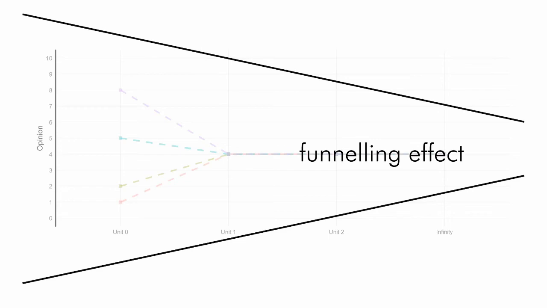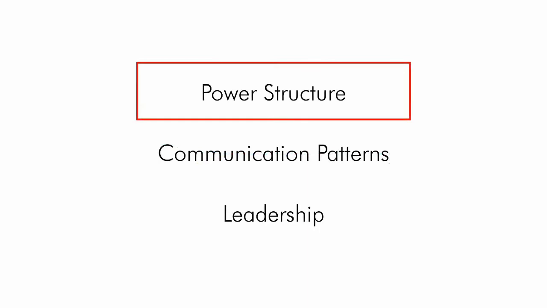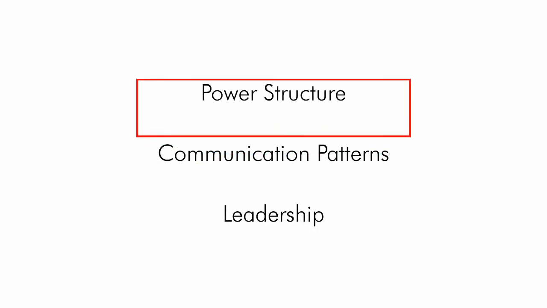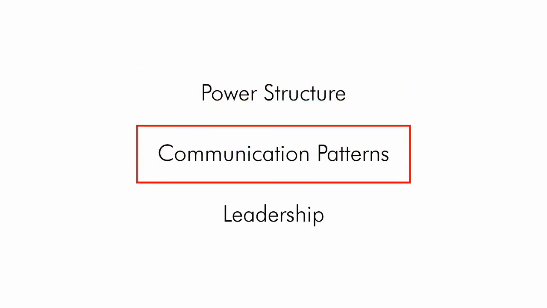Overall, we can see that there is a funneling effect, which is increasingly apparent with increasing connectedness in the graph. So what you could say is that we have now a very basic theory of consensus formation on our hands. Now let's move on. We want to look at communication patterns next.